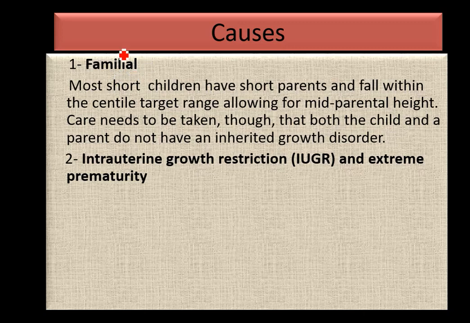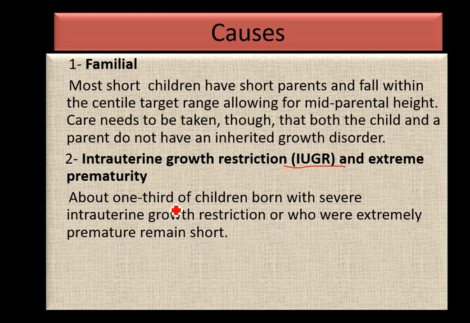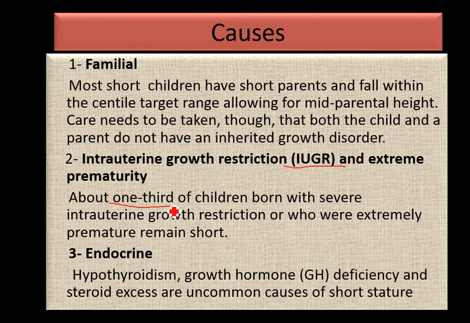Intrauterine growth restriction or extreme prematurity. About one-third of the children born with severe intrauterine growth retardation or who were extremely premature remain short. So it is expected that premature infants have short stature in the future. Endocrine causes: hypothyroidism, growth hormone deficiency. Growth hormone deficiency is considered a somewhat common cause of short stature, and steroid excess is considered an uncommon cause of short stature.